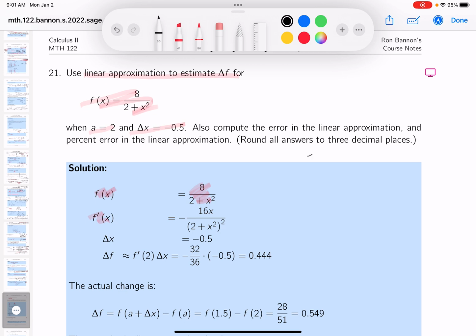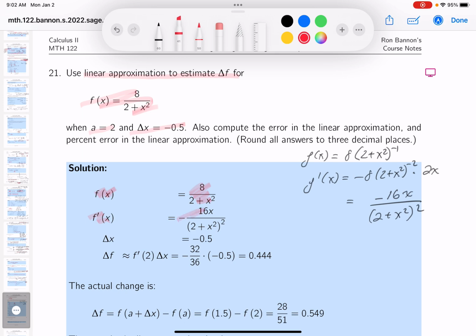I would write this F of X as 8 times (2 plus x squared) to the minus 1. So F prime would be minus 8 times (2 plus x squared) to the minus 2 times the derivative of the inside, which is 2x. What does this give us? Well, that would give you minus 16x over (2 plus x squared) squared. All right, let's take a look at the key, and I'm seeing that right over here.